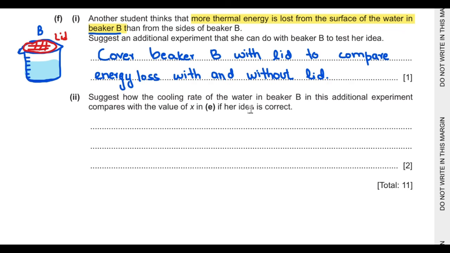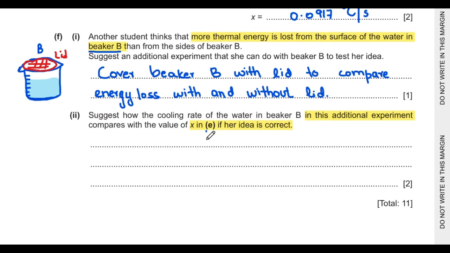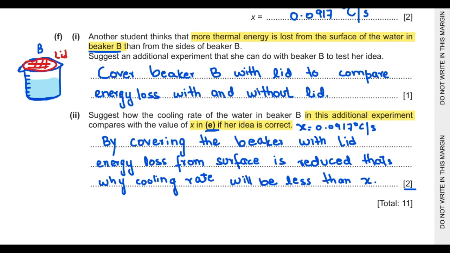Second part says suggest how the cooling rate of water in beaker B in this additional experiment compares with the value of X in E part if her idea is correct. So in E part the cooling rate X was equal to 0.0917 degrees Celsius per second. And now we are covering the beaker with a lid. Will this lid affect the cooling rate? Yes, it will. By covering the beaker with the lid, energy loss from the surface is reduced. That's why the cooling rate will be less than X.